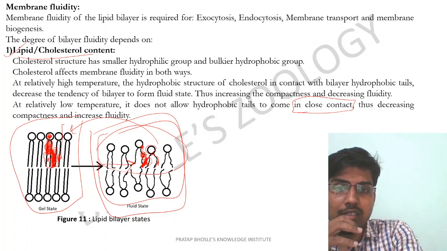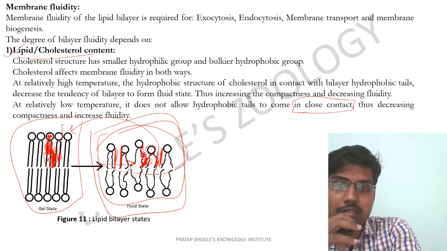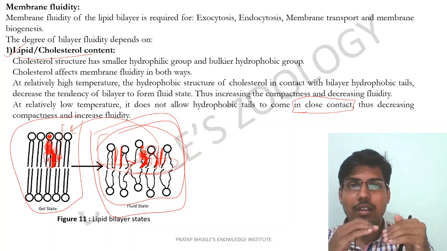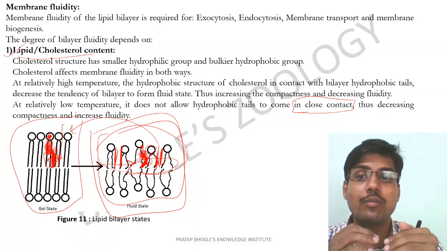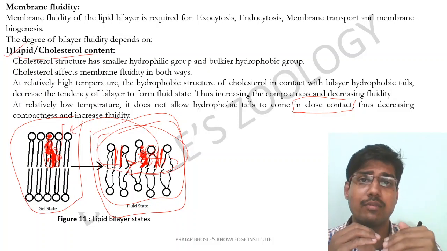These tails can easily come in contact and form a compact structure, but they will not be able to form a compact structure because of the distortion in the structure of this hydrophobic core. So that's why they will maintain a kind of loose attachment or loose structure inside them. So that's why the fluidity increases in one way. So this is how the cholesterol affects the fluidity in both ways.